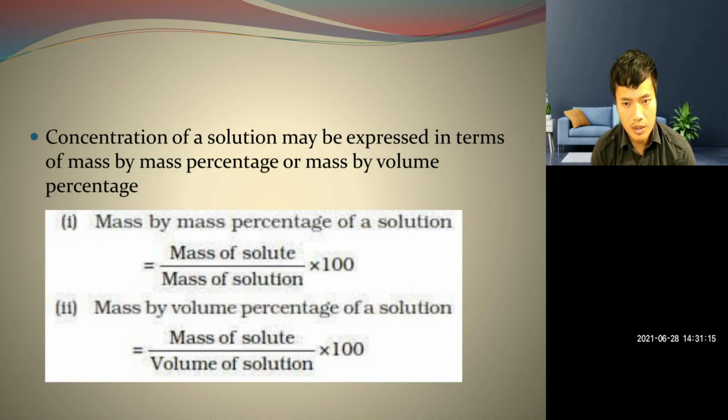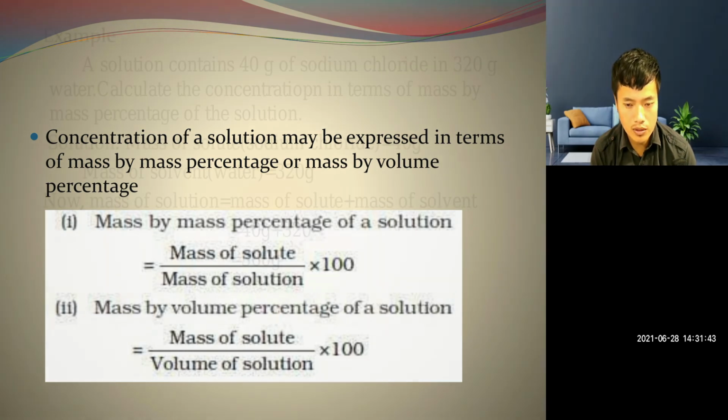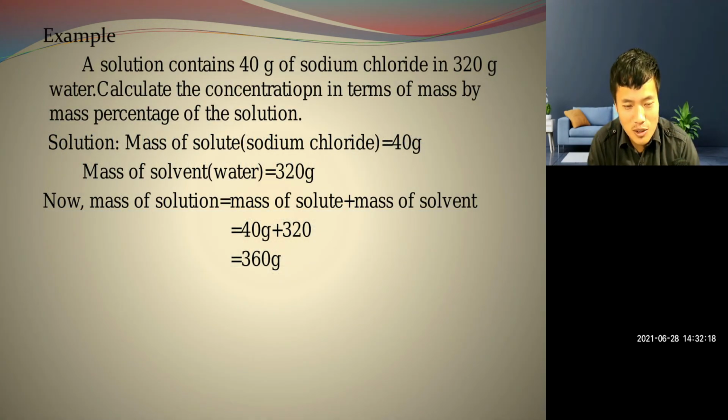Concentration of a solution may be expressed in terms of mass by mass percentage or mass by volume percentage. The formulas we have are, first, mass by mass percentage of a solution equals mass of solute by mass of solution into 100. Second, mass by volume percentage of a solution equals mass of solute by volume of solution into 100. Now let us see one example.